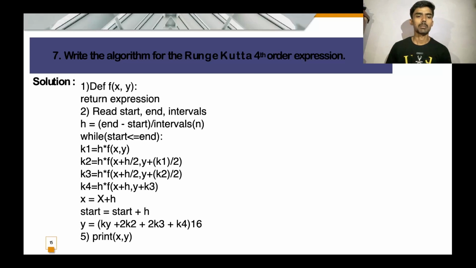Now we will implement a while loop which runs until the start is smaller than the end. Now we know that in the fourth order expression we have four different values of k which are later calculated in the form of x. Then at the end we can write the expression start is equal to start plus h, and then we will get our expression y is equal to, then the print statement can be written where the values of x and y will be printed.